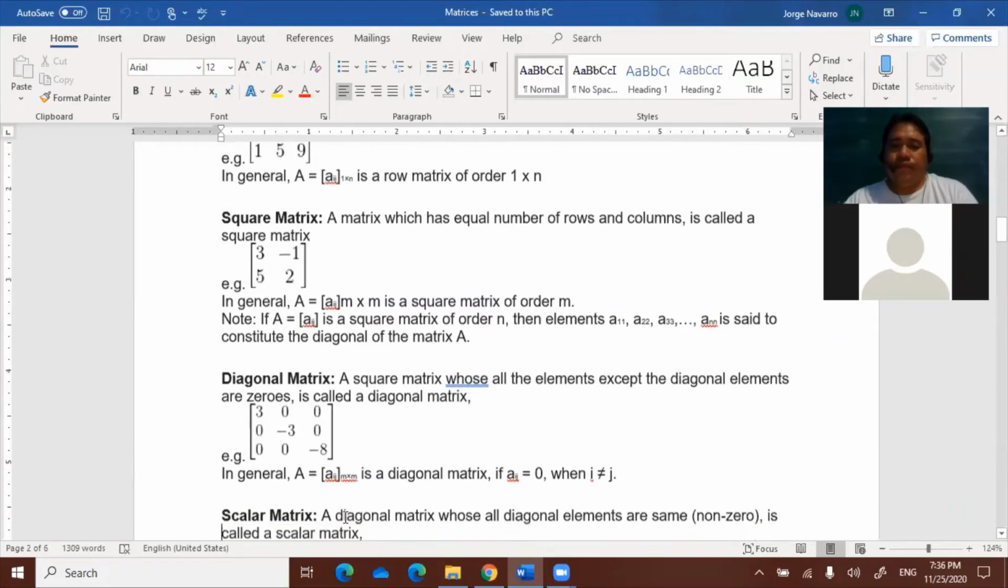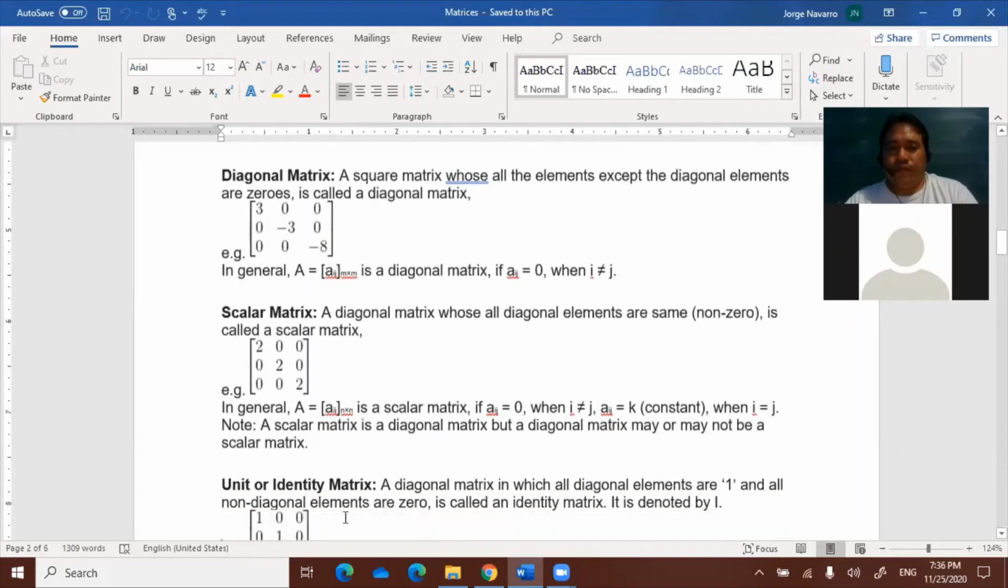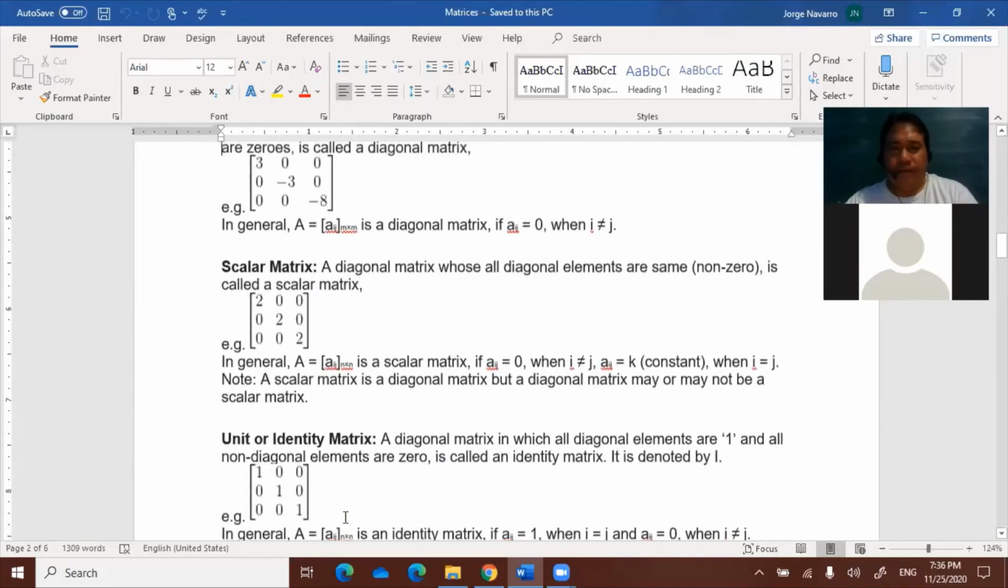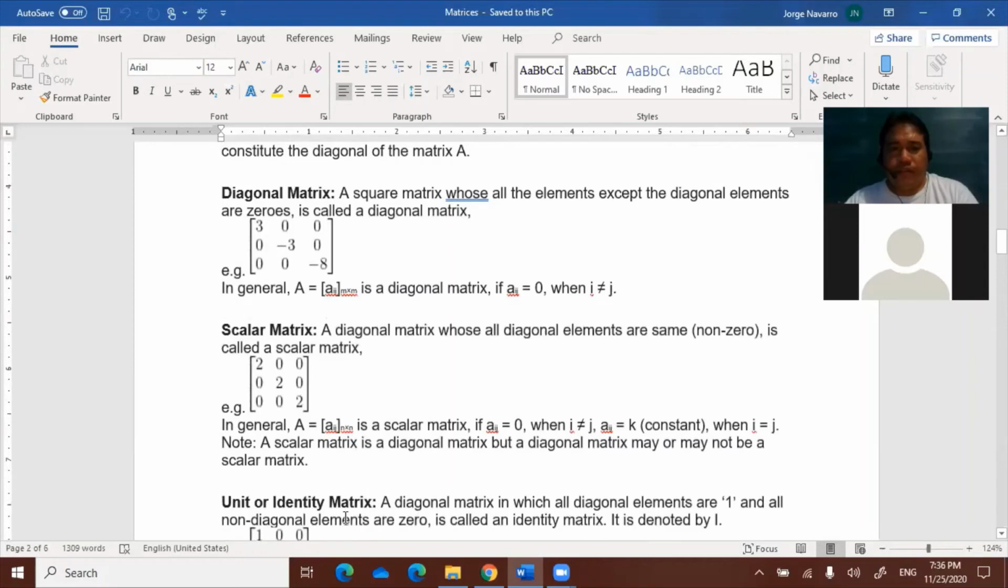Sir, in the diagonal matrix, you said something about the zeros. Yes, the zeros have to be there. In a diagonal matrix, we said that the diagonal here will have numbers, okay? Every other area or space that is not within this diagonal will be zeros. That's what we said, okay?